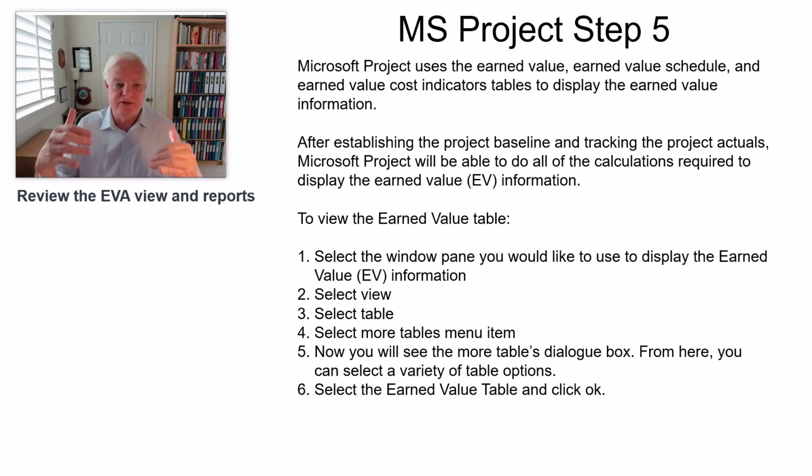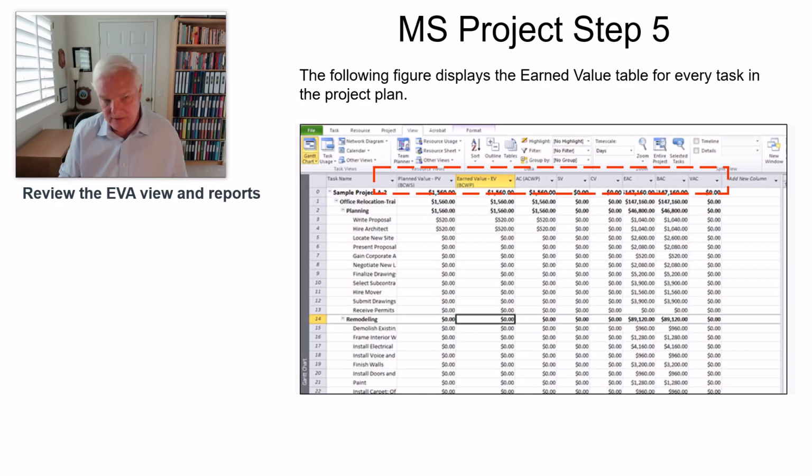Now, step 5, now that we've calculated that, we want you to be able to understand what the earned value table looks like. So to view the earned value table, select the window pane you would like to use to display it, okay? Select View, select Table, and then select More Tables. It's going to open up this whole list, and from here you can click on exactly what it is you want to see, and it'll load that in for you, okay?